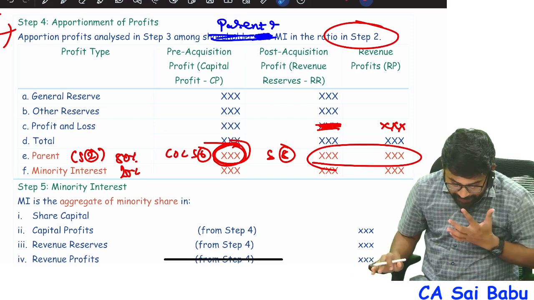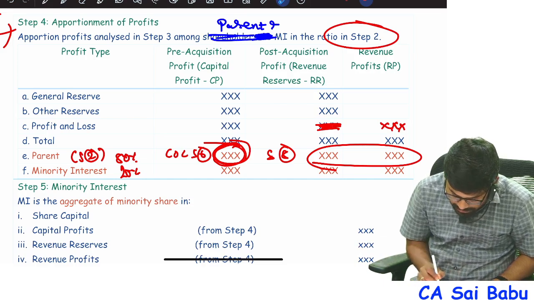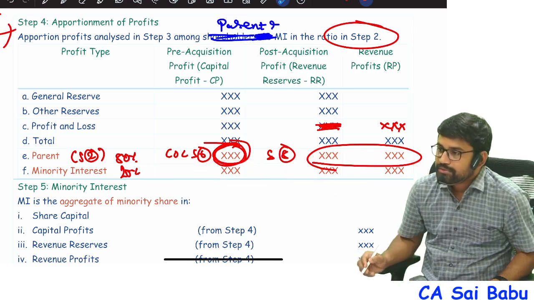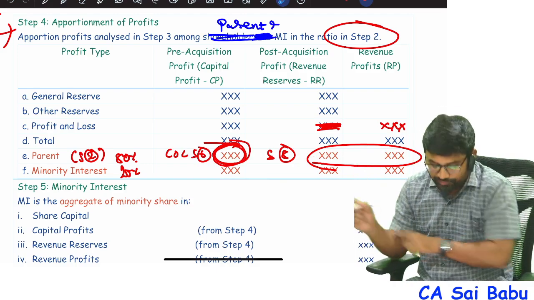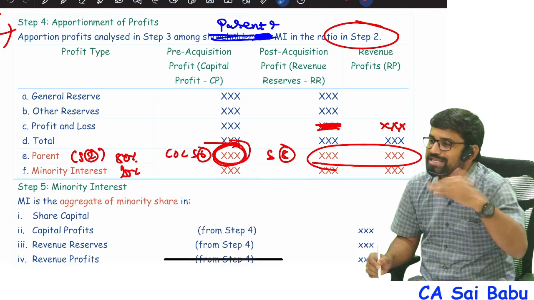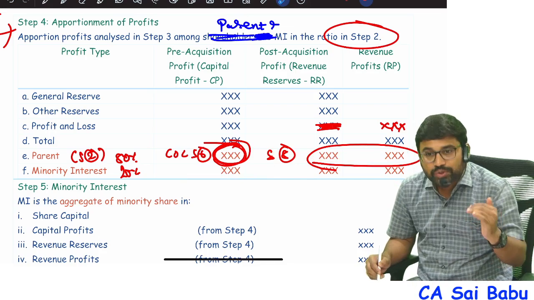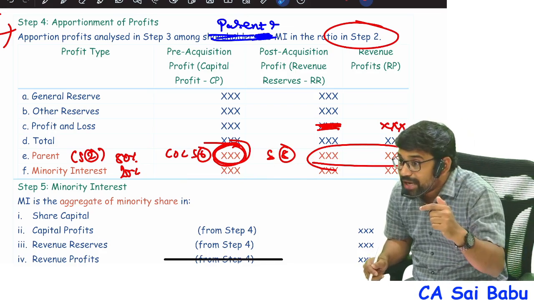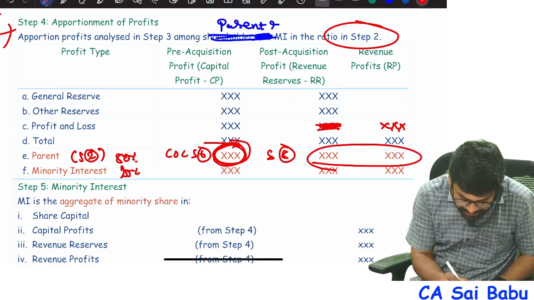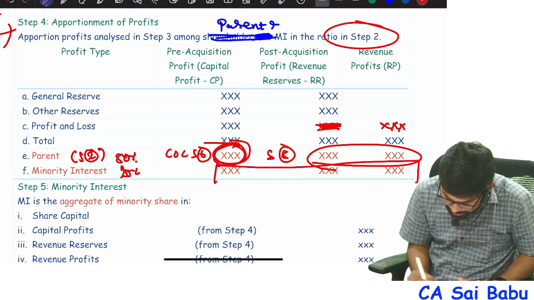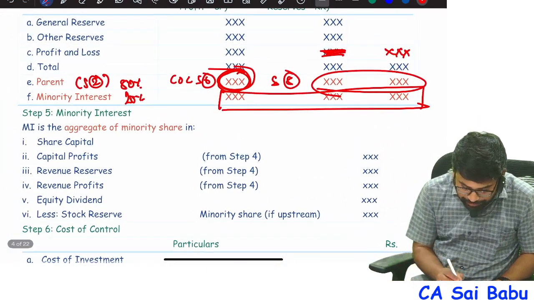Okay, sir, parent company share, okay. What about minority interest? Minority interest share is added only to minority interest. Whether it is pre or post, doesn't matter. The entire minority interest share will be added to the minority interest in step number 5. In step number 5. See here. This one, the entire minority interest. So, minority, step number 5, you see.